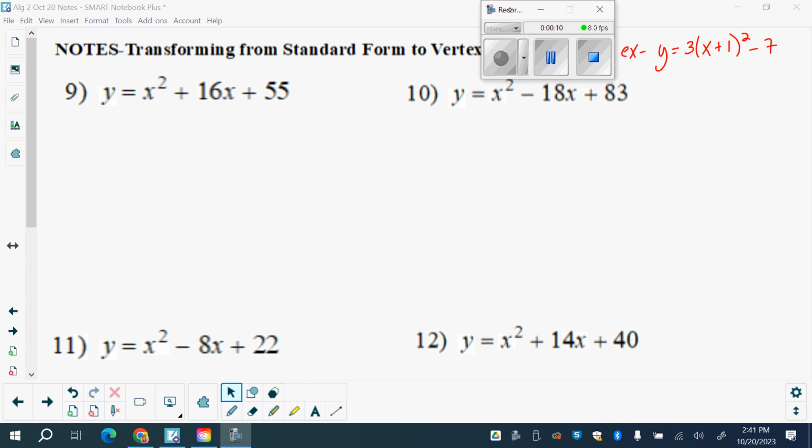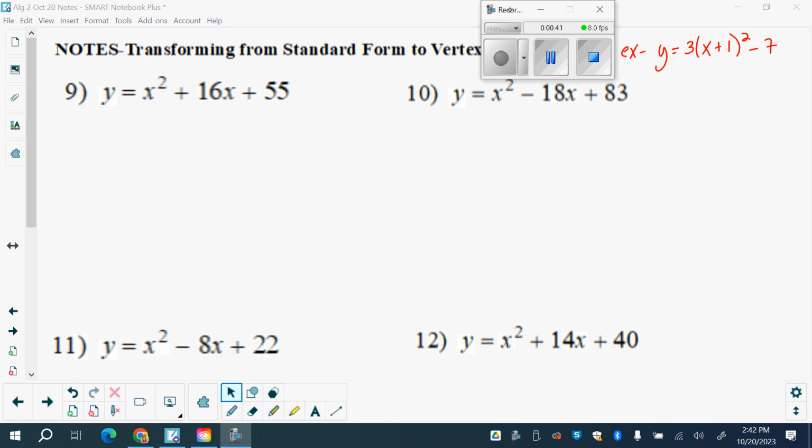So why might we want to change something from standard form to vertex form? It's easier to graph when it's in vertex form. Why is it easier to graph in vertex form? Because of the vertex, that's right. You can look at it and get the vertex. So this might be a reason why you might want to change it to vertex form.